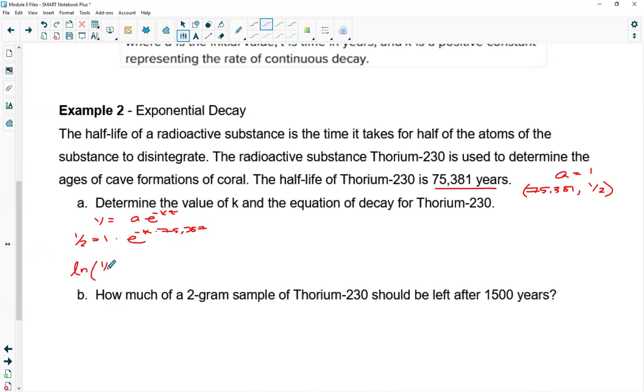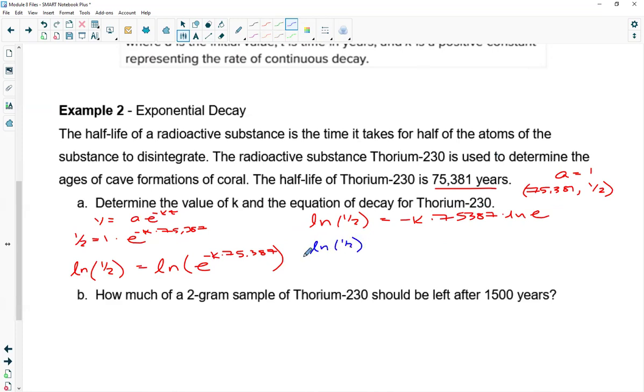So I've got the natural log of 1/2 equals the natural log of e to the negative k times 75,381. Let's bring that down so I get my natural log of 1/2 equals negative k times 75,381 times the natural log of e. Again, natural log of e is just 1, so that goes away. Let's divide by negative 75,381. So the natural log of 1/2 divided by negative 75,381 is going to be equal to our value of k.